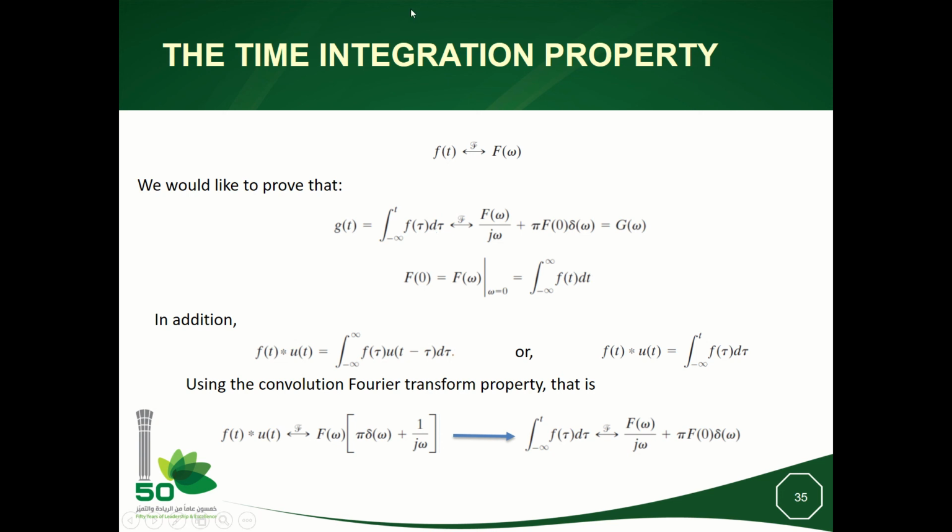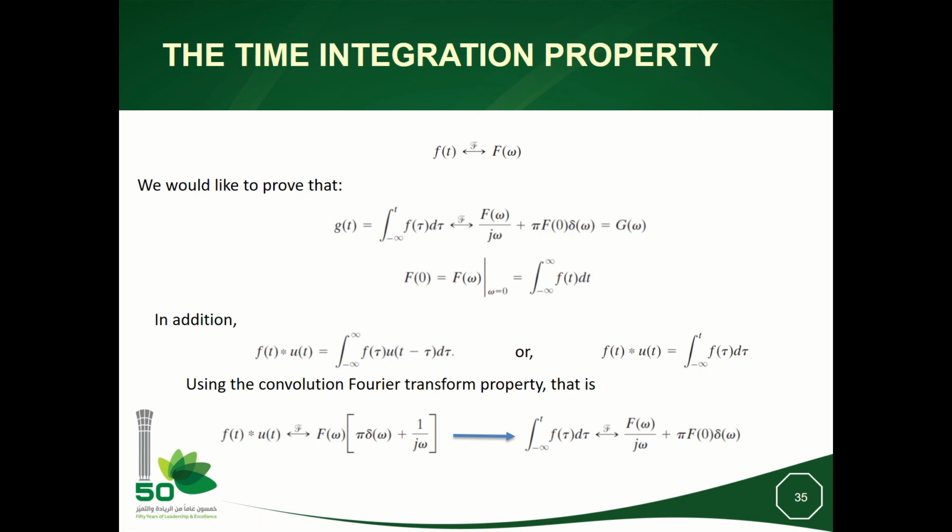Okay? And the Fourier transform is evaluated at omega equal to 0. So the exponential at 0 gives 1, and we will have the integral from minus infinity to plus infinity of f(t) dt. Here we are using our famous identity related to the convolution of f(t) with a step function. And we know that the convolution of any function f(t) with the step function results in the integration of the function f(t) from minus infinity to t.